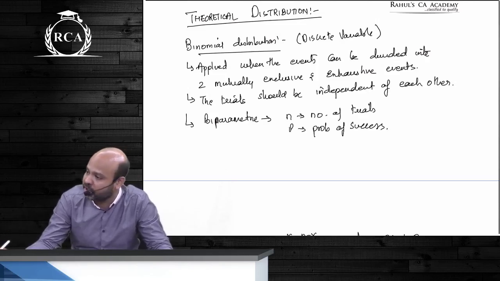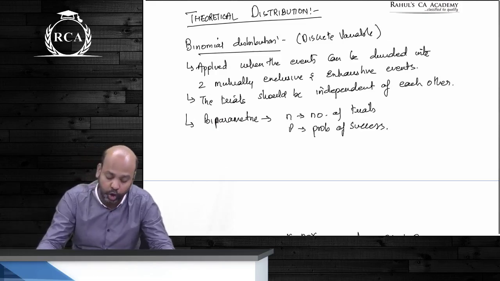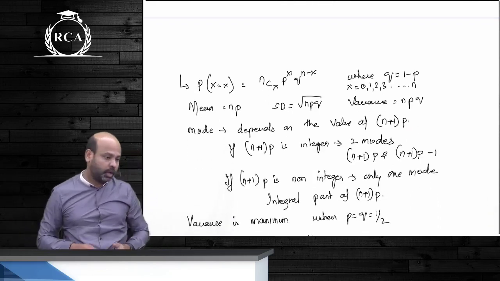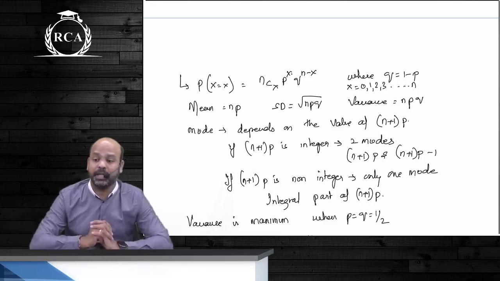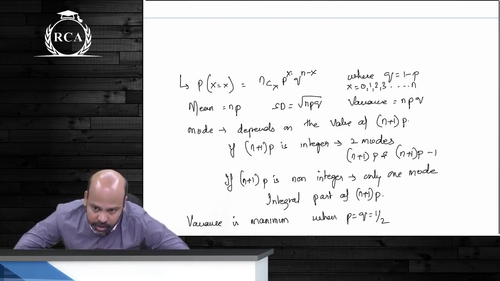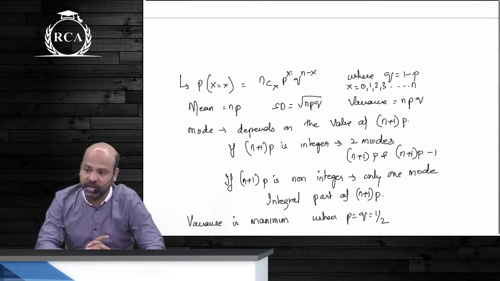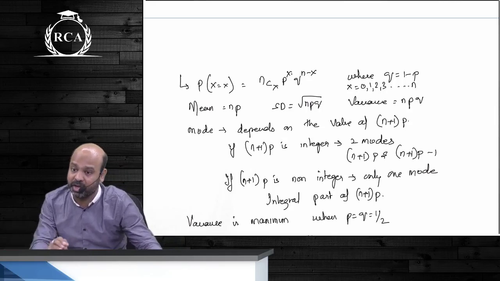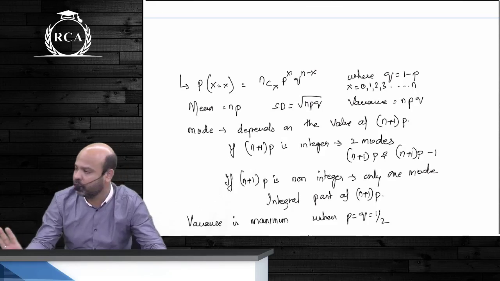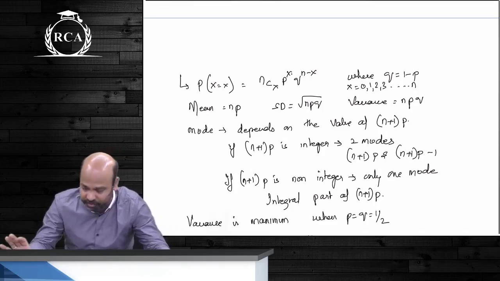Your discrete function here is nCx into p power x into q power n minus x. This is how you determine the probability of the number of successes. If you're repeating the experiment 10 times, the number of successes will range from 0 to 10. It will obviously be a whole number, guys, an integer. It cannot be a fractional number. Are we clear? The number of successes cannot be 0.5 or 1.5. This is not a continuous variable, this is a discrete variable. You use the binomial distribution only when the total number of trials is finite. It should be a limited, finite value.